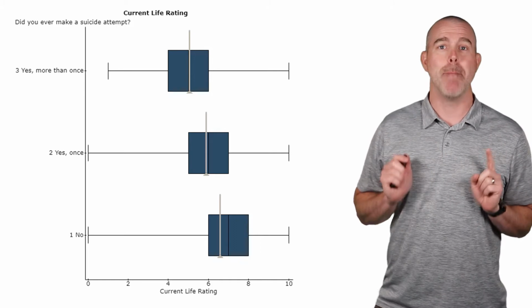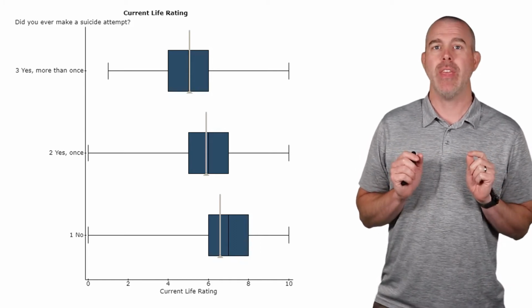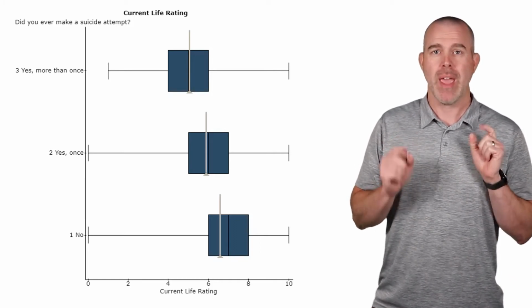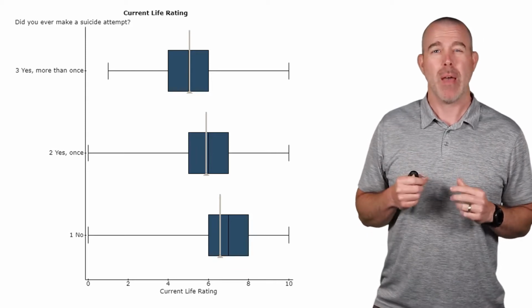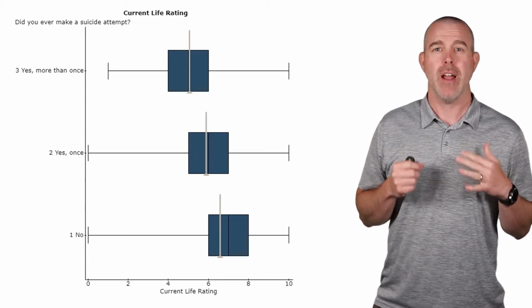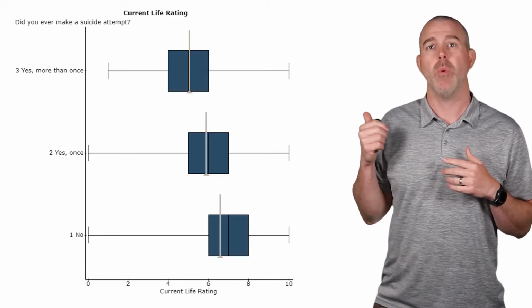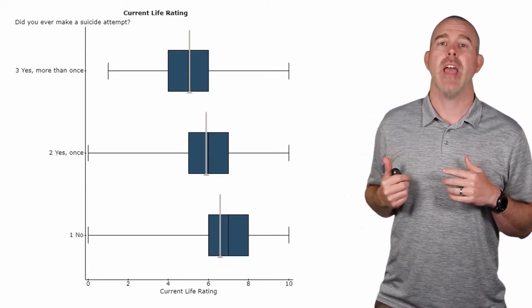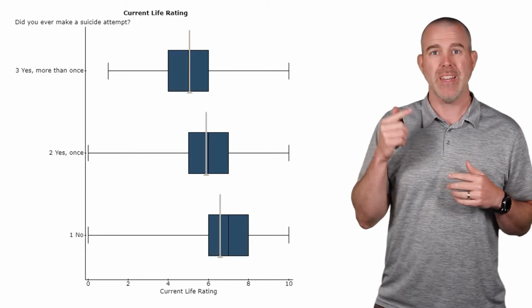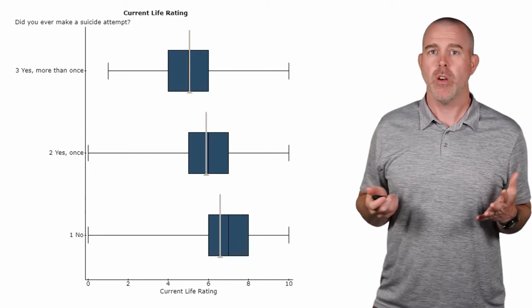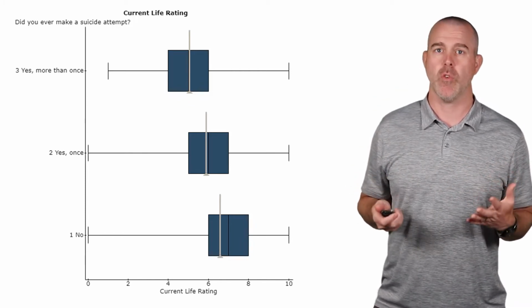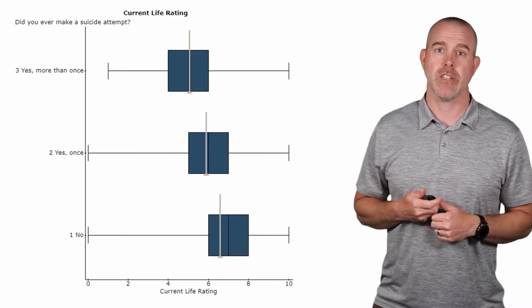I have up here a box plot comparing the current life rating, that's a 0 through 10 rating, by whether or not the individual has ever attempted suicide. So we have those who have yes more than once, yes just once, and no. So there are three different groups, and we haven't learned about how to compare three different groups before. And that's what this section is about.